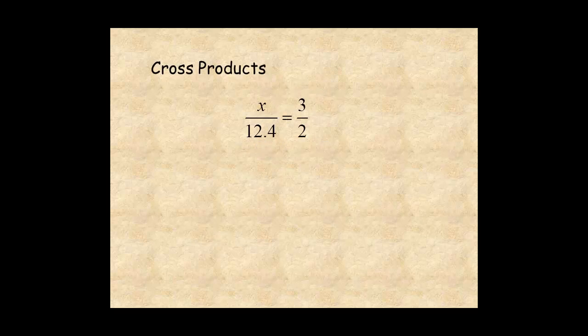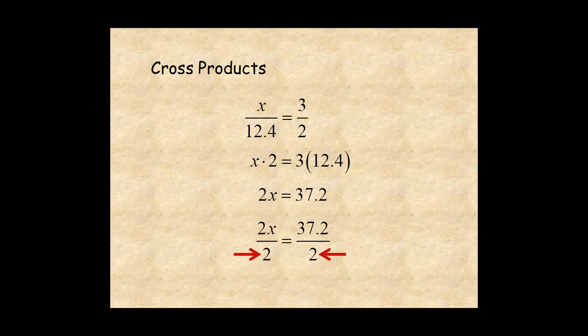Returning to the example, begin the solution by writing the cross products. x times 2 equals 3 times 12.4, which is 2x equals 37.2. Then divide both sides by 2. For the solution, x equals 18.6.